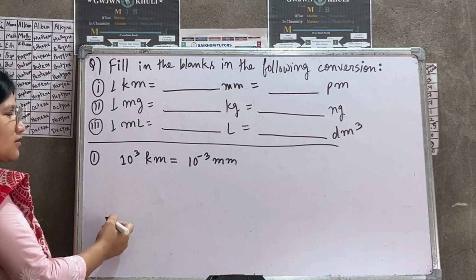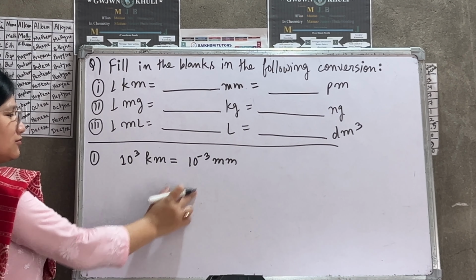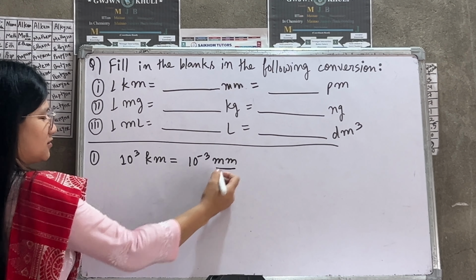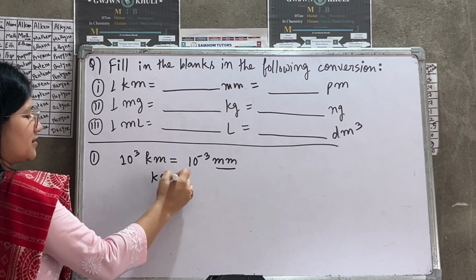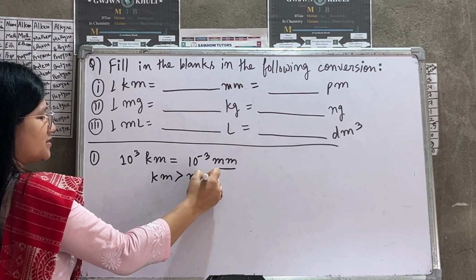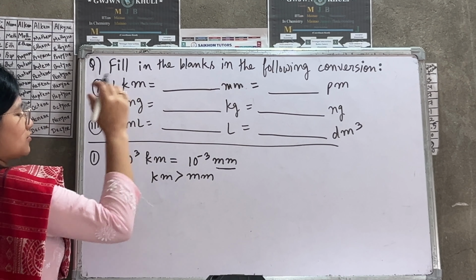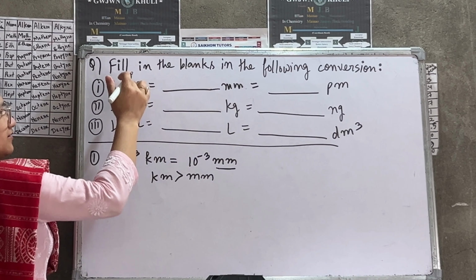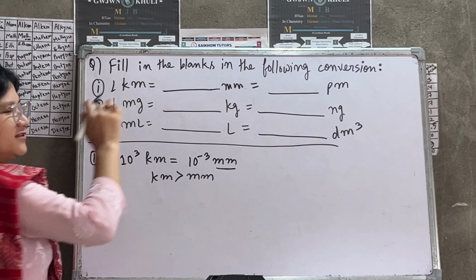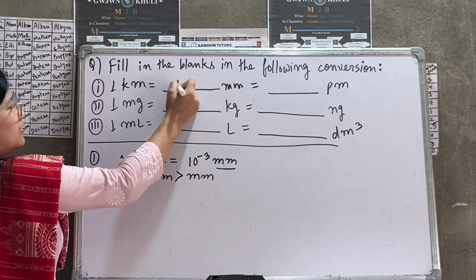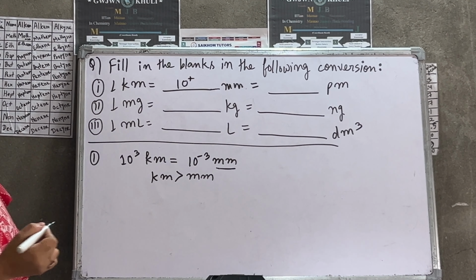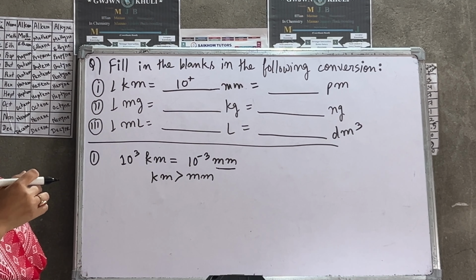From these values, which one is the least value? Millimeter. So kilometer is the highest value and millimeter is the least value. So in that question, we need to convert from highest value to least value. So the value should be positive. Write positive value first.